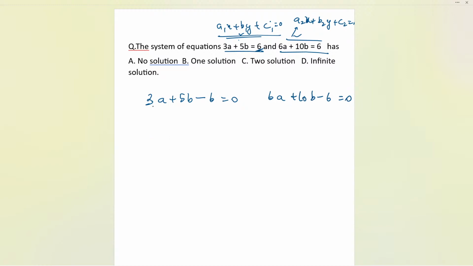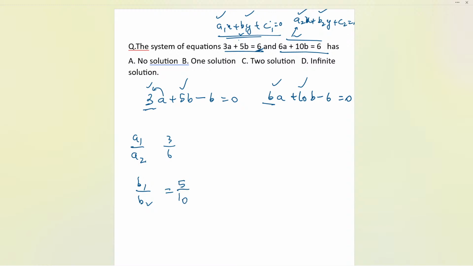Now here we need to find the constants which are written along with the variables. So 3 and 6. I told you earlier we will be dividing a1 upon a2. So a1 upon a2 is 3 upon 6. Then we have b1 upon b2, that is 5 upon 10.